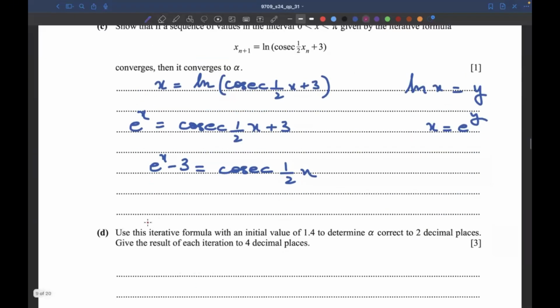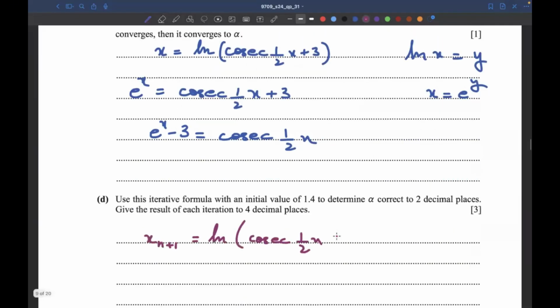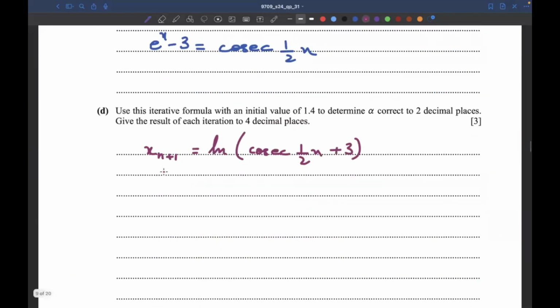Now, in part D, it says use this iterative formula. So we'll be using this formula, which is x n plus 1 equals ln of cosec of half x plus 3, starting with an initial value of 1.4.